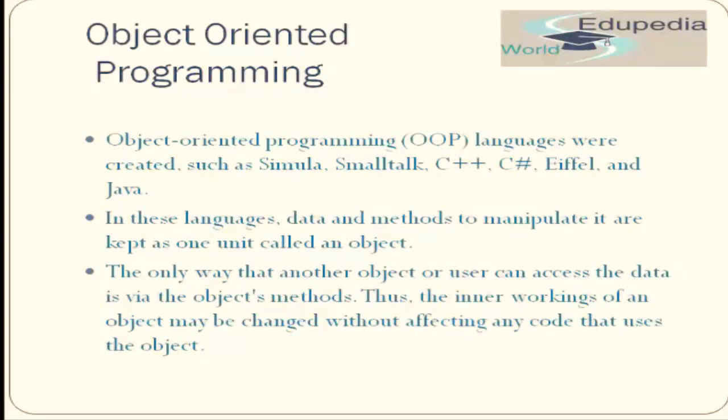The only way an object can access our data is via the object's methods. So two objects can interact with each other by calling each other's methods. Thus, the inner working of an object may be changed without affecting any code that uses the object. Object-oriented programming languages also include features like inheritance, polymorphism, encapsulation, and data hiding. We'll study all of that in detail in later tutorials. Java, the language that we are studying in this tutorial, is an object-oriented programming language.